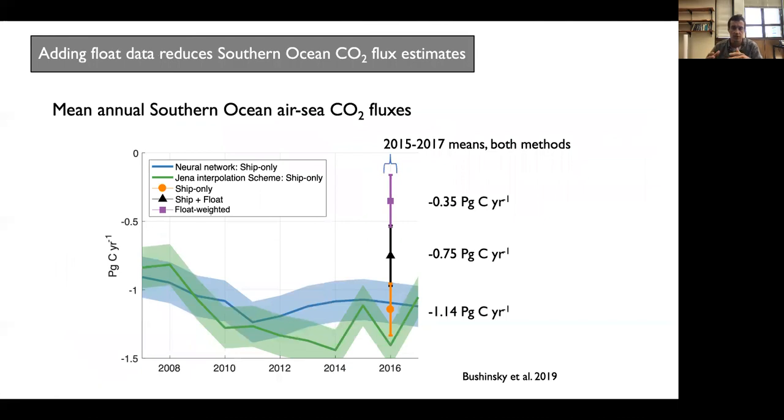And so to just show the final results from that study, we found that our best guess for the Southern Ocean CO2 flux was minus 0.75 petagrams of carbon per year. So not the 0.1 petagrams of carbon per year uptake found in the Gray et al. 2018 paper, but still a significant reduction of about 0.4 petagrams of carbon per year from the ship-only baseline.